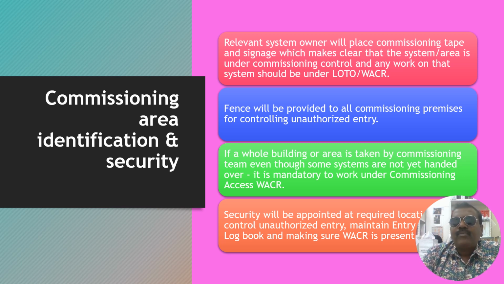What is this? Assume this is an electrical room. Here there are 10 electrical panels. Nine electrical panels are not being energized. Only one panel is energized, and that also not the AC supply, the DC supply is being energized. Even then, you should declare that area to be in the commissioning control zone.